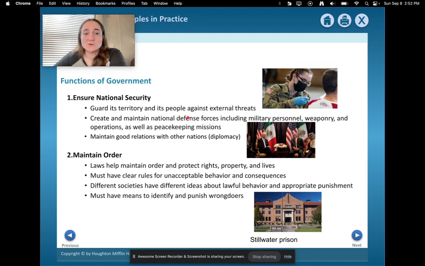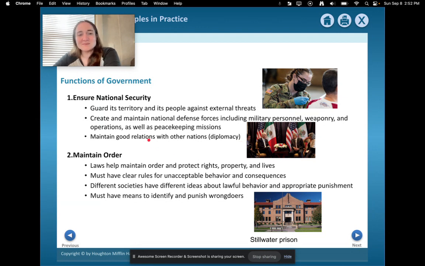So for guard its territory and its people against external threats, like, for example, one of the really big functions that the government had back in 2020 was to help with the pandemic, like administering COVID tests and vaccines and stuff like that. That would be a really good example of national security, but also to maintain good relationships. So, like, here's a picture of the US's president with Mexico's president. So definitely maintaining friends with other countries, especially ones that border us.